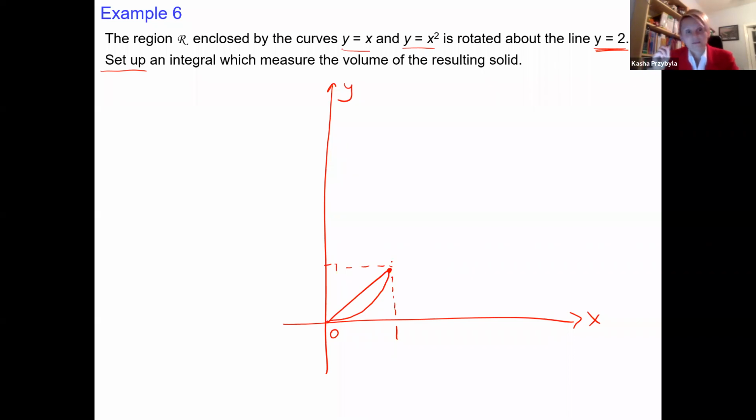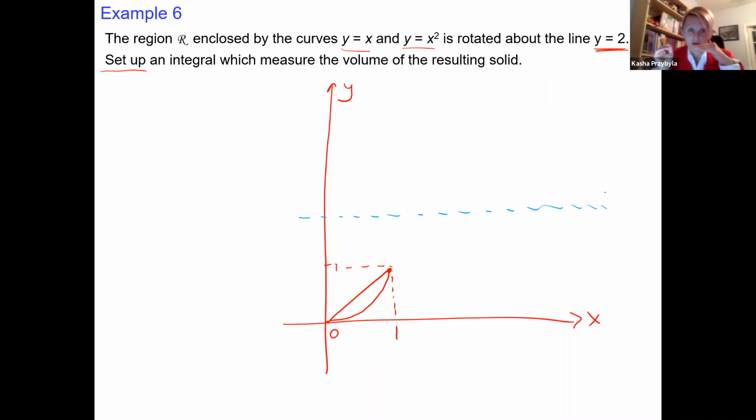Because the line that we will be rotating about is not the x-axis and not the y-axis, is the line y equals 2 a horizontal line or a vertical line? Who can tell me? Of course, I know everybody knows. It's horizontal. That means it's actually here. Maybe this will be like a hint.